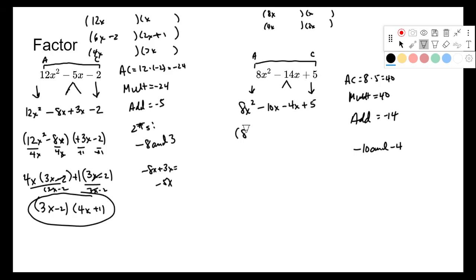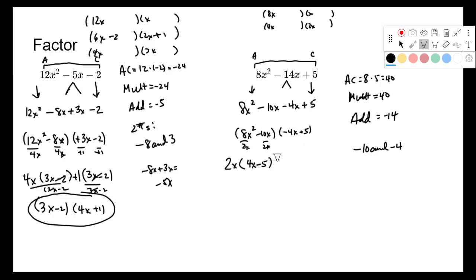And now we are going to group it. It's got 4 terms. So let's group. Here we go. GCF between the first two, 8x squared and 10x, is 2x. So I'm going to divide each one of these by 2x. It gives me 4x minus 5.